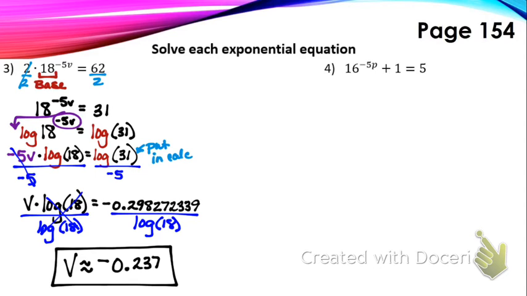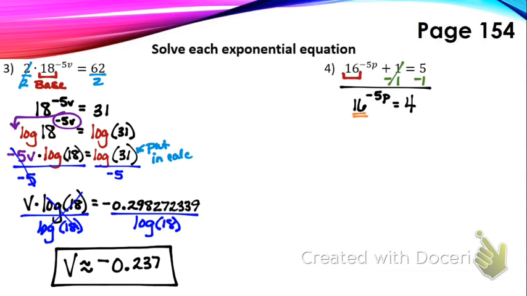Let's keep rolling. Number 4. What's my base? 16. Is it isolated? How do I get it isolated? Subtract 1 from both sides. So I have 16 to the negative 5p equals what? 4. Huh. I think something interesting just happened here.